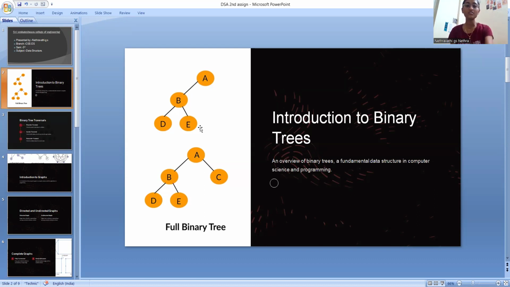It's a tree consisting of a mother, their parents, and their children. A is the main root, B is the subroot, and D and E are the children. This is a complete tree. It's like a family tree. In the same way, here is a binary tree. As I said, A is the root value or root node, B is the subroot node, D and E are their children. The second example also says the same thing.